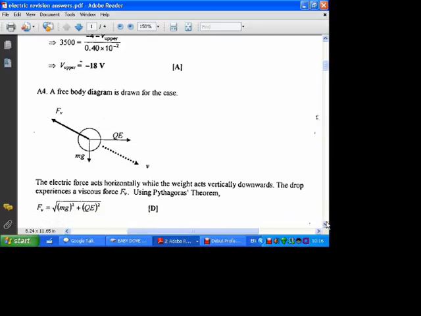So if you draw the vector diagram, if the object is in equilibrium, you can draw a closed polygon. And use Pythagoras theorem, you can get your magnitude of the drag force, which will be the same as the magnitude of the resultant of the electric force plus the weight.